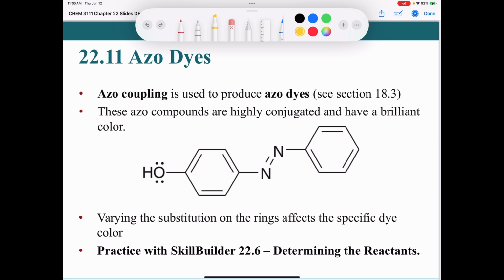And azo compounds have this extended conjugation, right? Double bond, single bond, double, single, double, single, double, single, double. Well, you get the idea here. It has conjugation all throughout, and therefore it exhibits color. And so what we can do is we can modify the starting materials by putting different substituents on the aromatic rings before we do our azo coupling, and that enables us to make a variety of different compounds that exhibit these unique colors. And these compounds are called azo dyes. And if you go back into chapter 18 in the textbook, they are discussed in a little bit of detail.